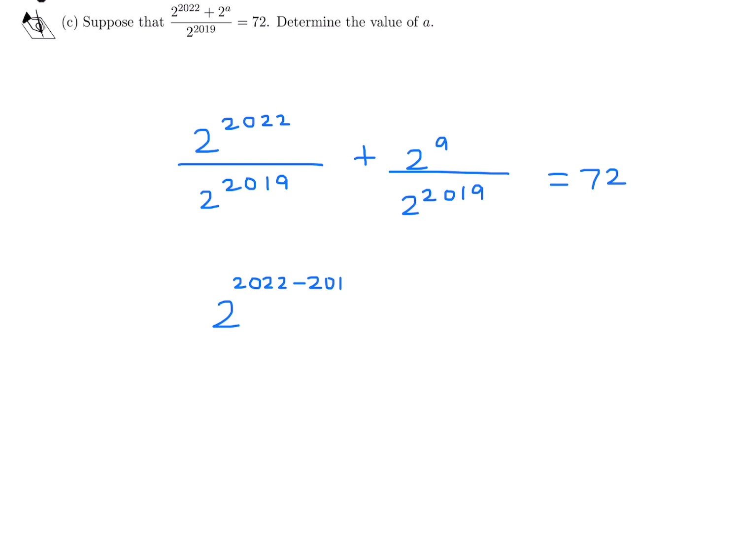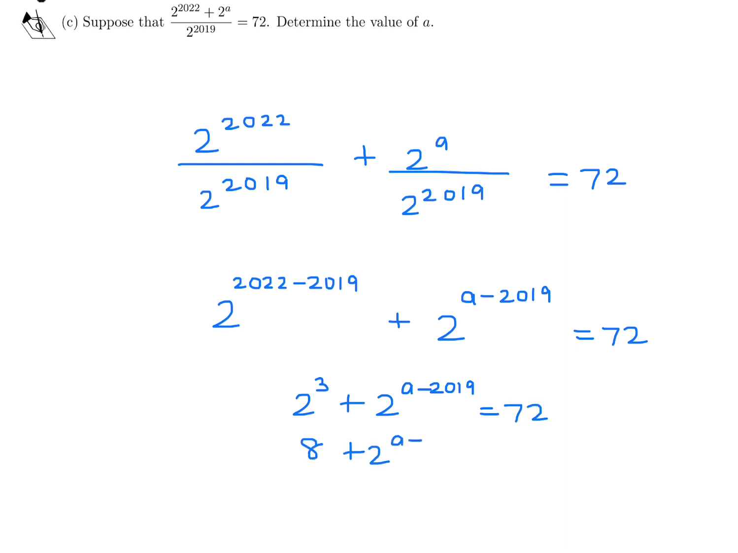And the same thing here would be 2 to the power of a minus 2019, is equal to 72. This is, of course, 3. So that's 2 to the power of 3, and the rest doesn't change for now. And then 2 to the power of 3 is 8. Therefore, I can now put everything on one side except this 2 to the power of a minus 2019. 72 minus 8 is 64.